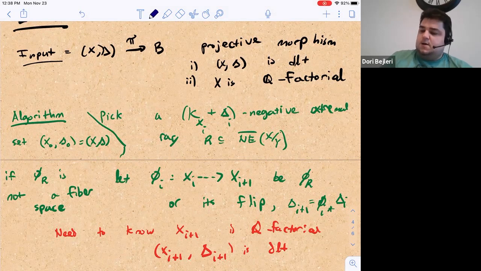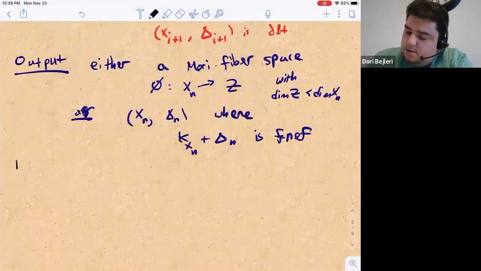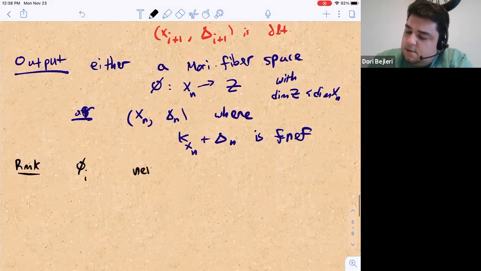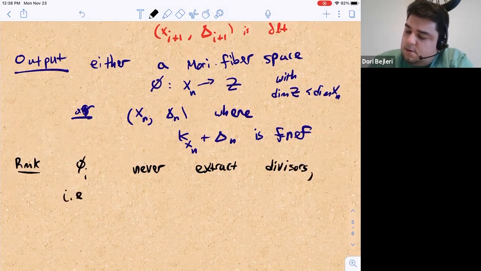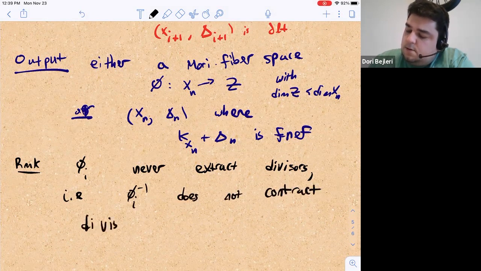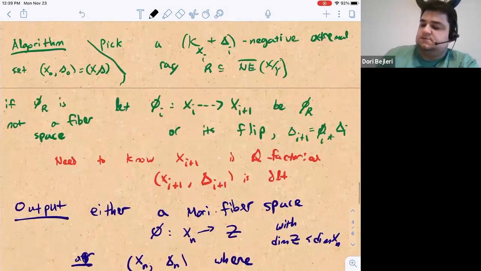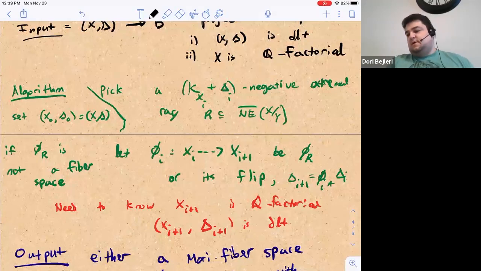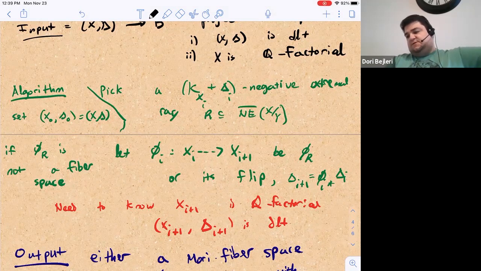And there's actually some subtlety here. The point is that these φ_i never extract divisors. Extract divisors is a technical way of saying that the inverse of φ_i doesn't contract divisors. So let me give a remark here. At least the φ that are birational in the actual algorithm, and that's important because if you were ever dealing with birational morphisms that do extract divisors, then you have to be more careful. You can't just let Δ be the push forward of the divisor, because that's ignoring all the information about the exceptional locus of φ inverse.